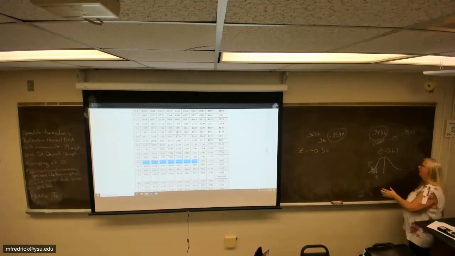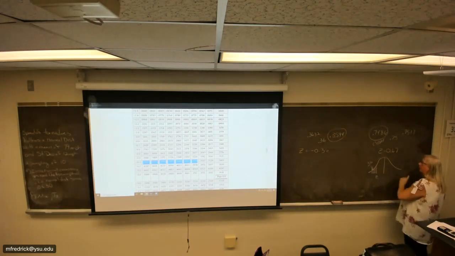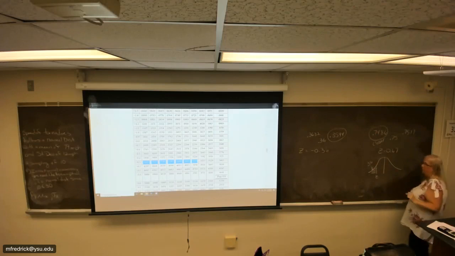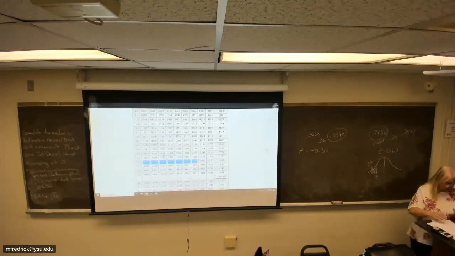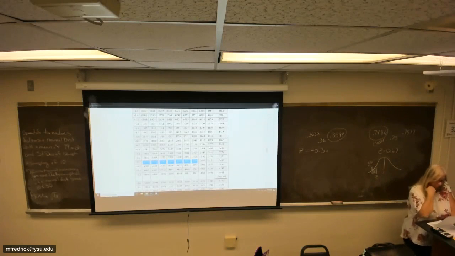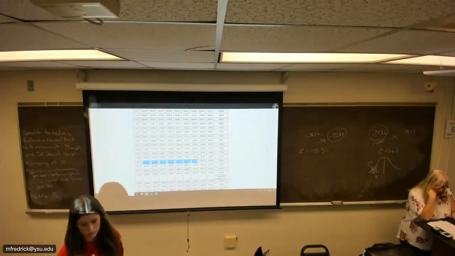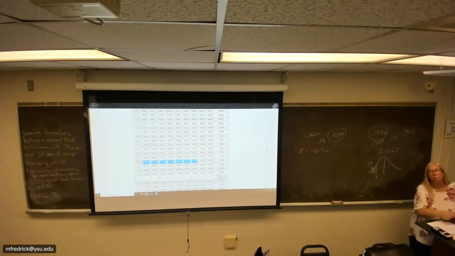So there is one on the test where I give you an area under the curve and I ask you to find Z. Very similar to one of those two we just did. Any questions on it? Any other question?